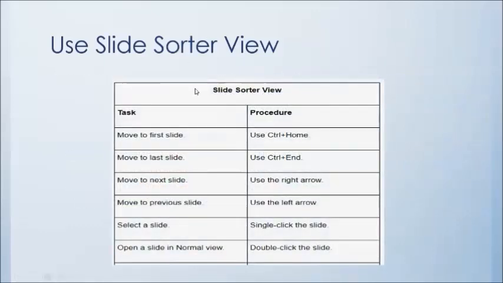Here are some tasks and procedures under Slide Sorter view. To move to the first slide, use Control plus Home. To move to the last slide, use Control plus End. To move to the next slide, use the right arrow. To move to the previous slide, use the left arrow. To select a slide, single-click the slide. To open a slide in Normal view, double-click the slide.